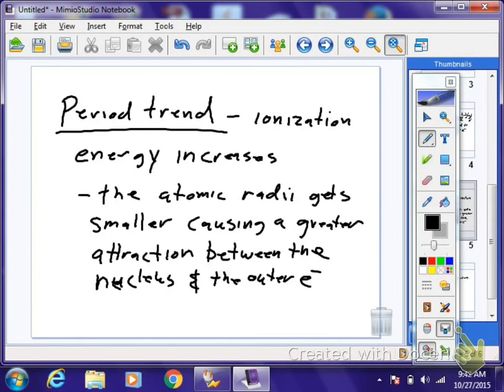Okay. And the group trend is going to be opposite of that. You're farther away from the nucleus, which means less attraction for those electrons by the nucleus. There is another thing I said I wouldn't tell the other group, and you don't have to put it on a test. It's called a shielding effect. And the shielding effect is you get farther and farther away from the source.